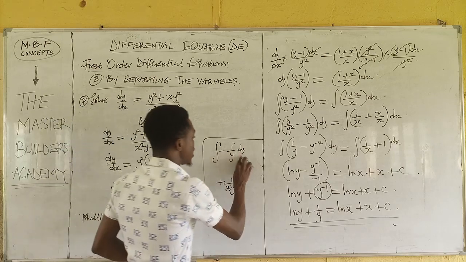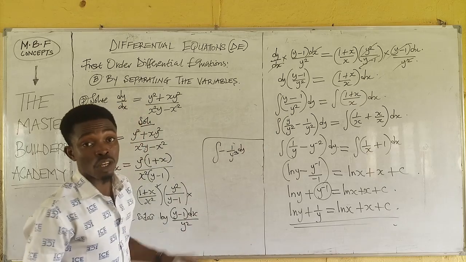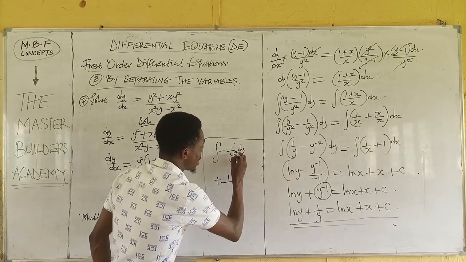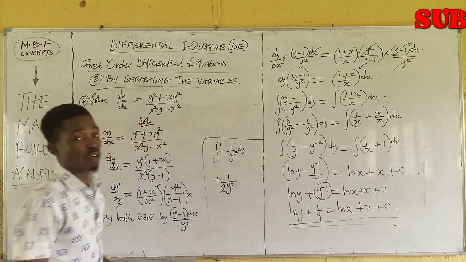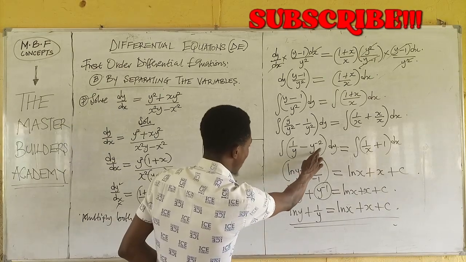Then also, if this is 3 now, to integrate this, multiply this by minus 1, I'm going to have plus 1 over, reduce the power by 1, I'm going to have y raised to power 2, then this 2, take it as the coefficient of the denominator. This is how to integrate this without first converting it to linear.